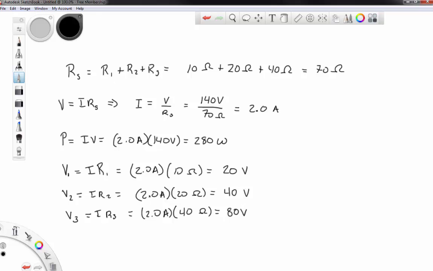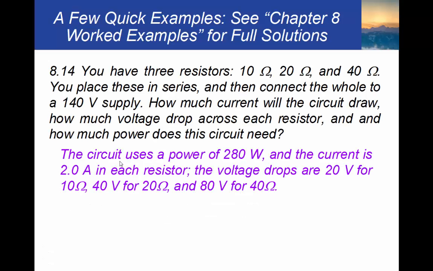80 volts. So now we've solved for everything that the problem has asked us for. So the answer to this question is basically the circuit uses a power of 280 watts, the current's 2 amps, the voltage drops are 20 volts, 40 volts, and 80 volts respectively for the 10 ohm, 20 ohm, and 40 ohm. Notice that if you add up 20 plus 40 plus 80, I'll let you use your calculator to double check this, you get 140 volts, which is how much you started with. So that's a good double check to make sure that we've done everything right, or at least that we've done this part of it right.